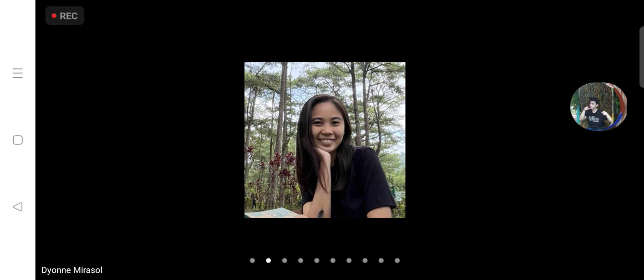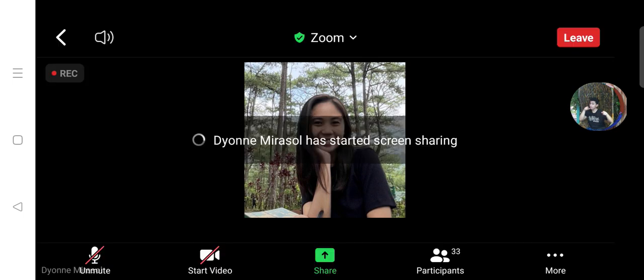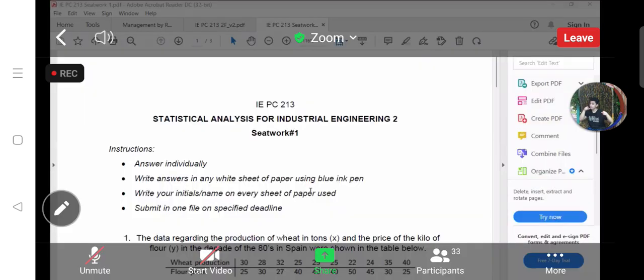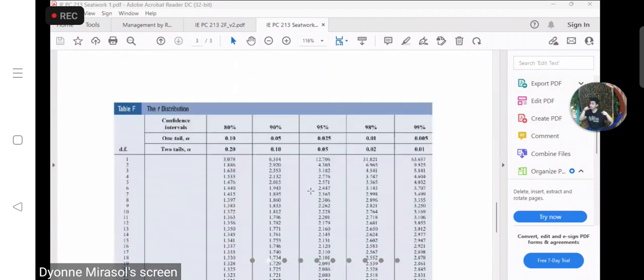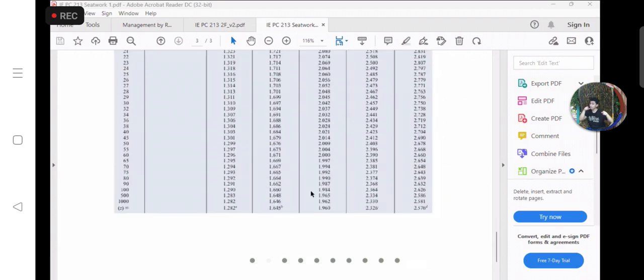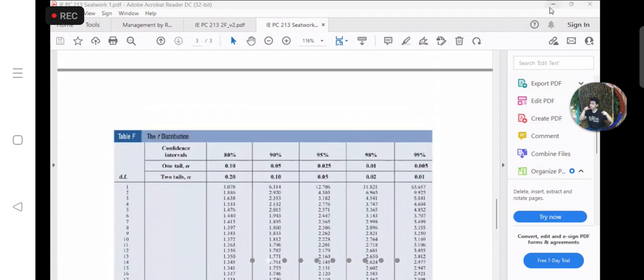So this is seat work number 1. Just 3 problems. I also provided the table for your reference. So submit this one tomorrow, end of day tomorrow. And then the assignment is due October 18, on the previous topic. So you already have 2 weeks for that one.